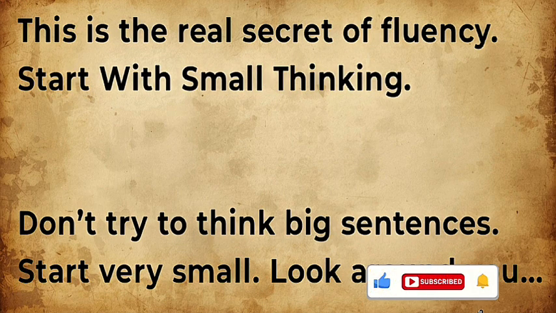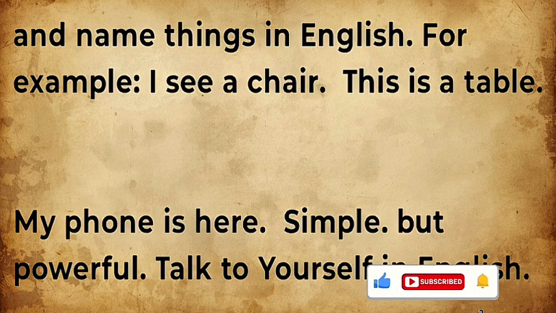Start with small thinking. Don't try to think big sentences. Start very small. Look around you and name things in English. For example, I see a chair. This is a table. My phone is here. Simple, but powerful.